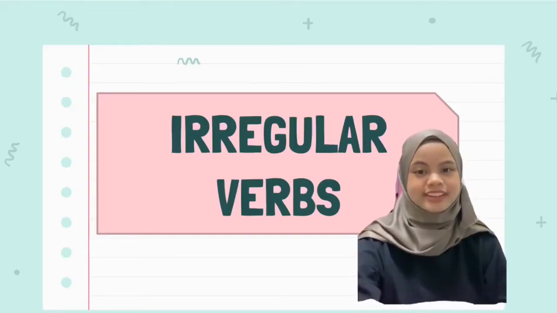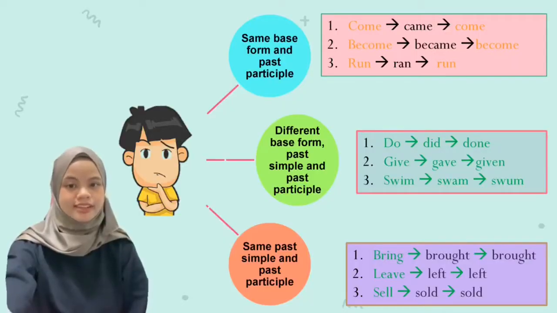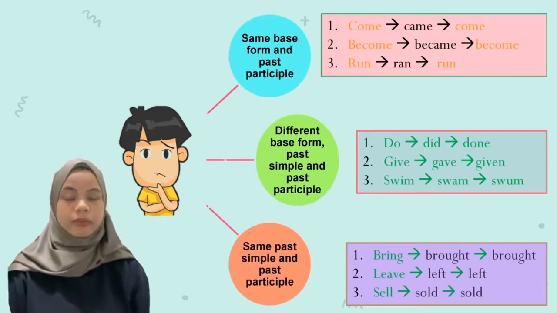Now moving on to the examples of irregular verbs. As irregular verbs end in a variety of ways, their forms differ too. In the boxes, we have the verbs in their base form, past tense, and also past participle.